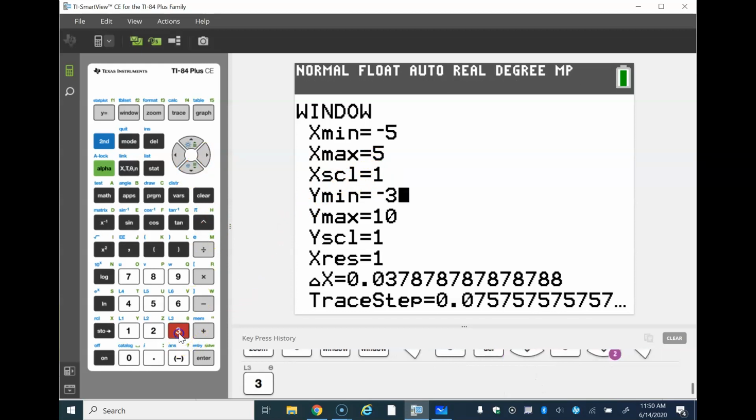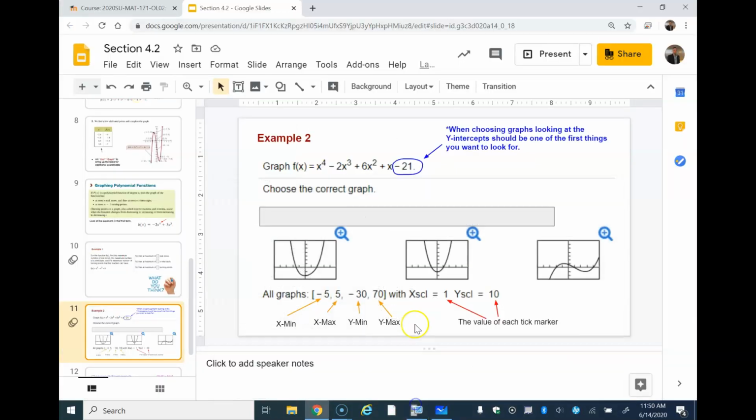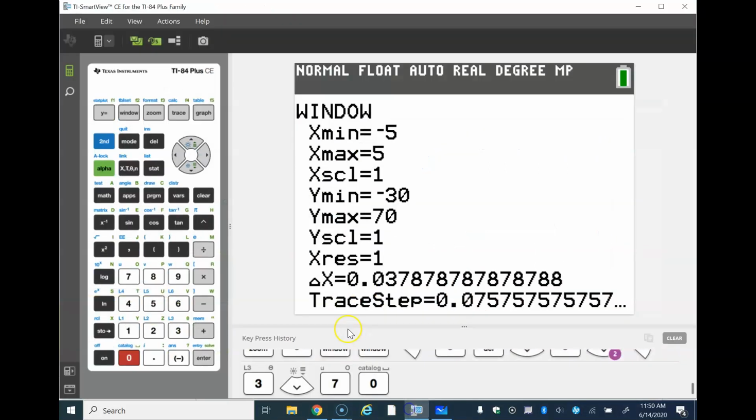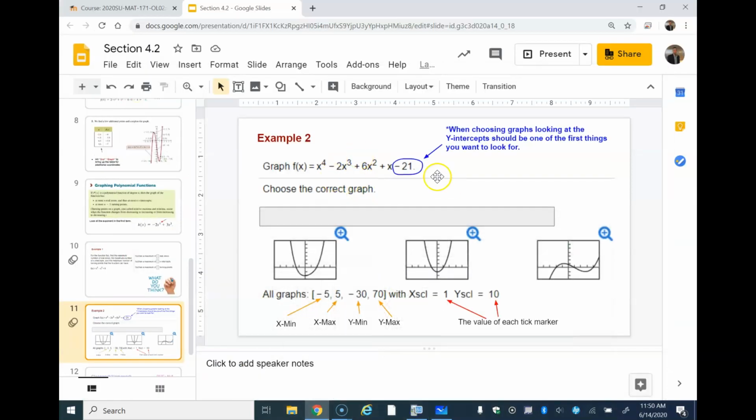This one here should be -30, and the last one should be 70. And again, we get it from -30, 70. So x min, x max, y min, y max. Here's the scale. It'll be 1 here. We're going to change the scale for the y because these numbers are a little bit bigger. We're going to go up by 10s. And then when you hit graph, it shows you the picture. I didn't type the equation in, but once you type this equation in, it shows you the picture of what it should look like for this one.